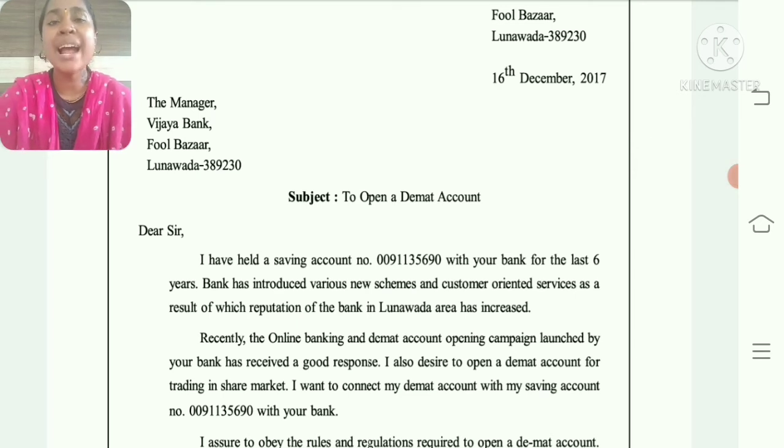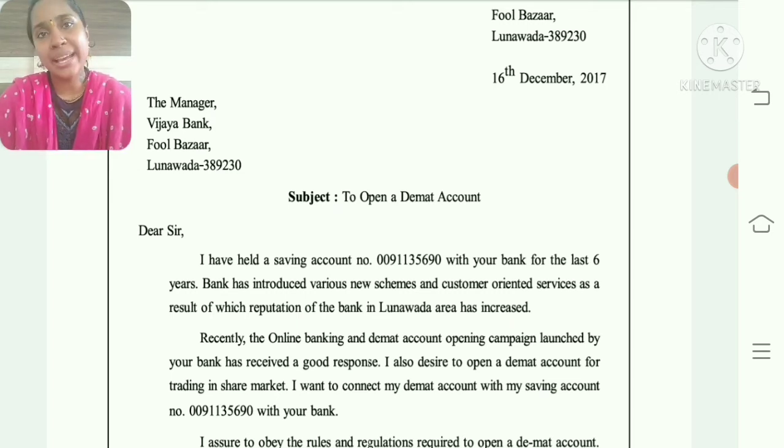After that, the address: The Manager, Vijaya Bank, Full Bazaar, Lunawada 389230. Now, to whom are you writing? To the manager. So you have to write the manager, then which bank, Vijaya Bank. Whichever bank it is, you have to mention that bank's name and address. Here it is Full Bazaar, Lunawada, with the same pin code, as the bank and the house are near each other, that's why the same address is seen.